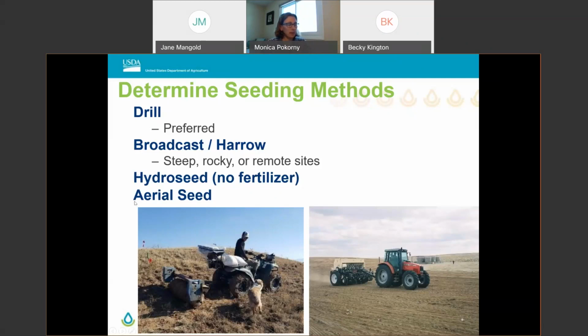And hydro seeding, I really only see that done along highways where they're using it, and I would just caution you to make sure you get the seed in contact with the soil. So maybe apply it first and then apply your hydro mulch. And aerial seeding I really only see with like wildland burned areas, but generally your seeding success decreases as you move this way, with the lowest success being aerial seeding.